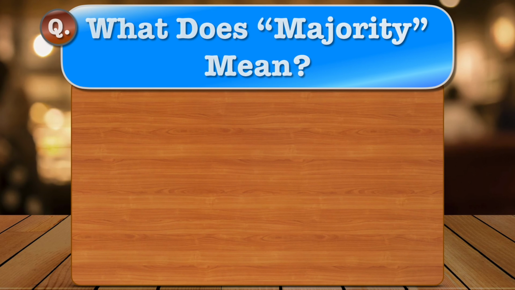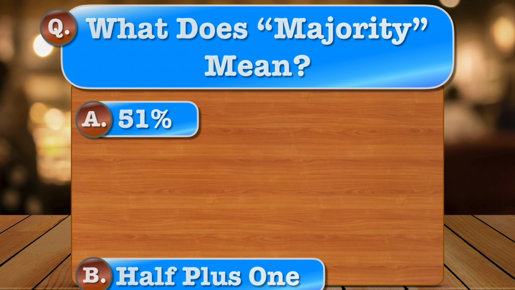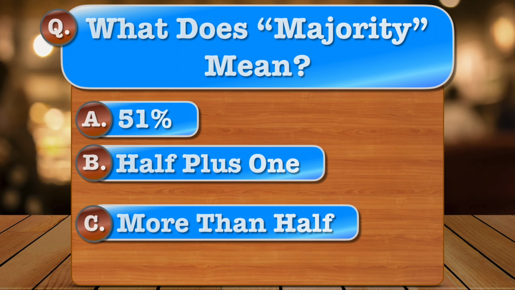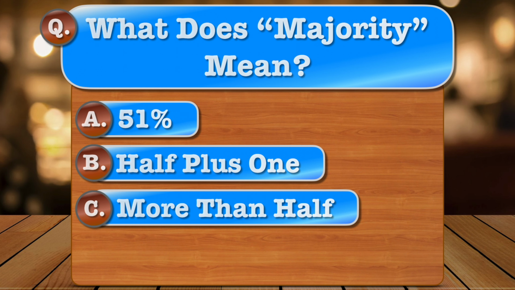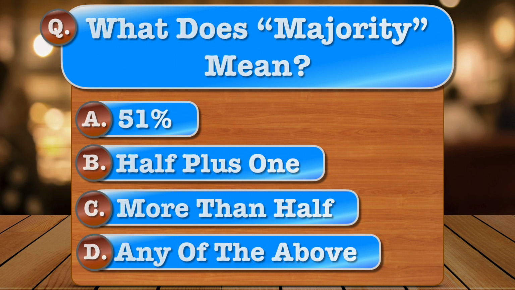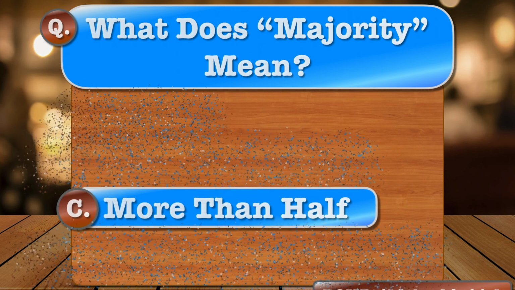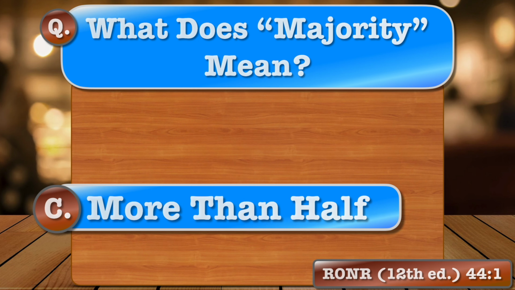What does majority mean? A, 51%, B, half plus 1, C, more than half, or D, any of the above? What would your answer be? The responses are usually pretty evenly split across these choices, but only one of them is correct. The correct answer is more than half. Just those three words, more than half.